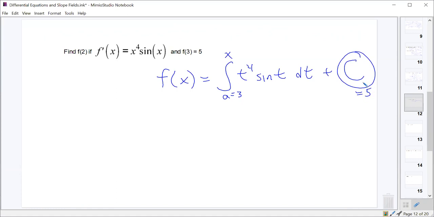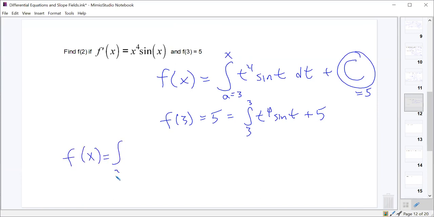5, right? Because that way f of 3, which is supposed to be 5, should be the integral from 3 to 3 of t to the 4th sine t plus 5. And the integral from 3 to 3 of t to the 4th sine t is 0, plus the 5 gives you the 5. So our function, f of x, is equal to the integral from 3 to x of t to the 4th sine t dt, plus 5. And so what does f of 2 equal? You'll just use your calculator and plug it in and tell me the approximation for that.